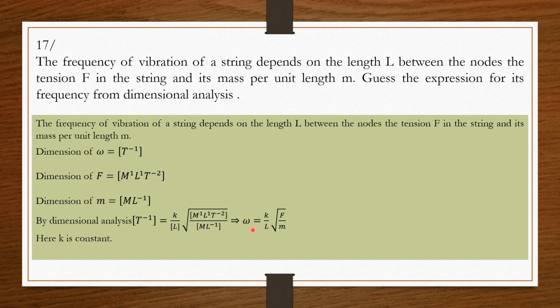So here omega or f, that is the frequency, can be written as k by l root over of F by m, and here k is a constant.